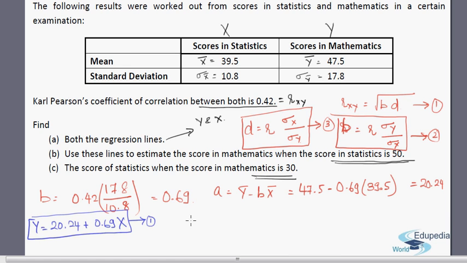The same way, let's find the second regression equation, that is the equation of x on y, for which we need the value of d. Value of d equals the same 0.42, times the reciprocal of what we have previously. Therefore the value of d will be equal to 0.25. In the same way, the value of c is equal to x bar minus d times y bar.